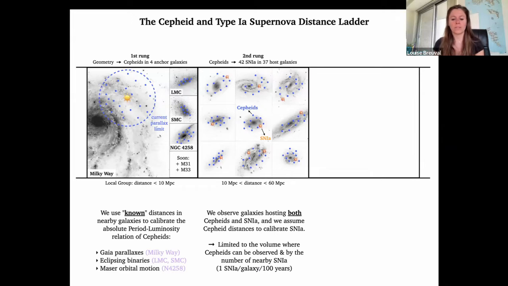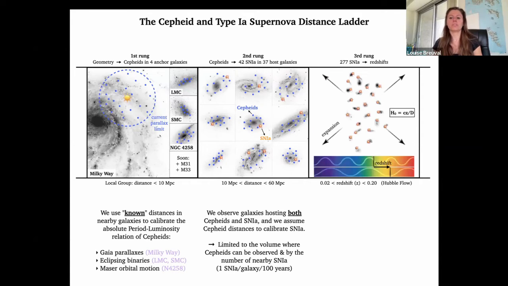The rate is about 1 per galaxy every 100 years. So you'd have to wait a long time before you have a large enough sample. That's why this rung is the most limited in numbers of galaxies. So far, we have 42 supernovae in 37 host galaxies. So there are a couple of galaxies that host more than 1 supernova.